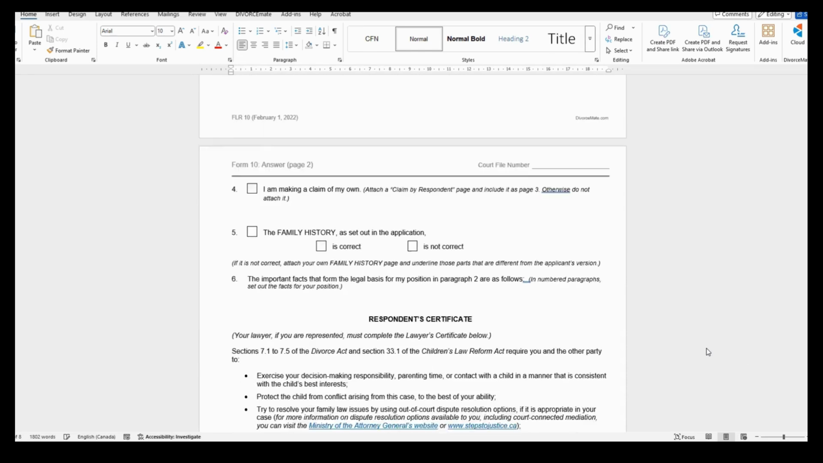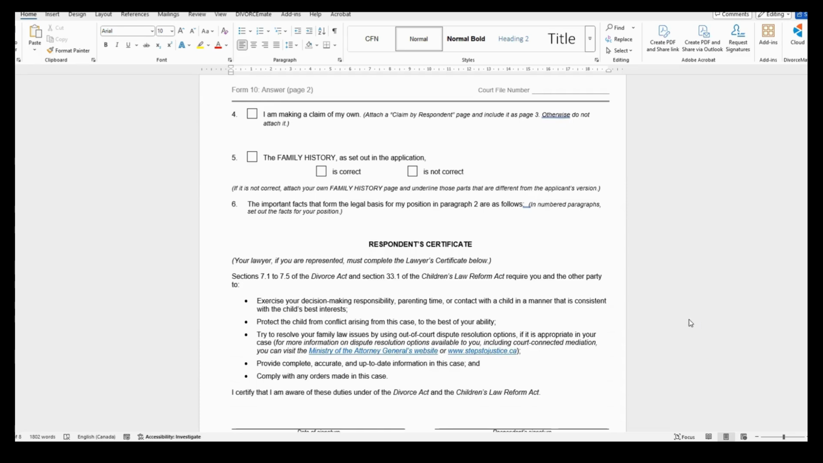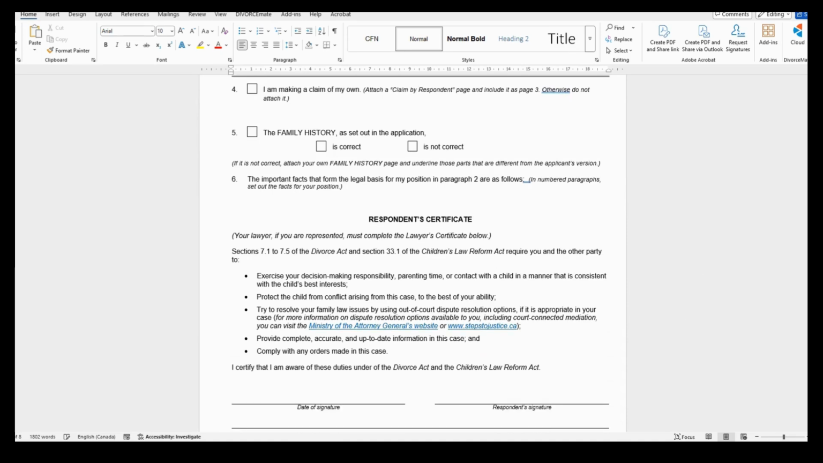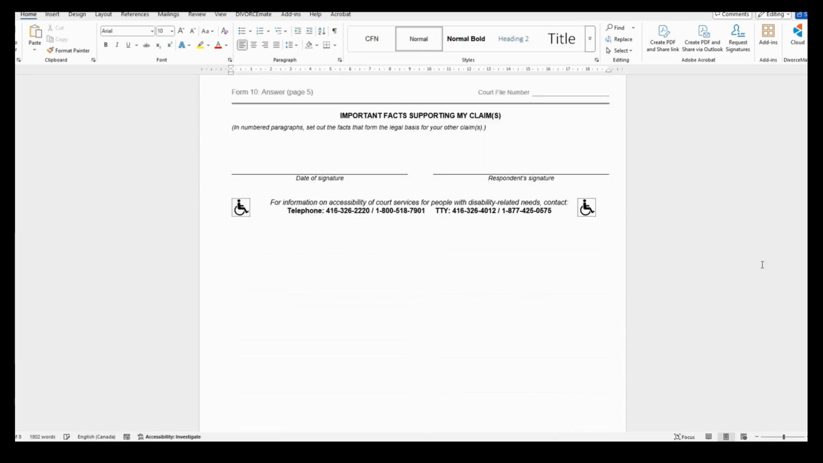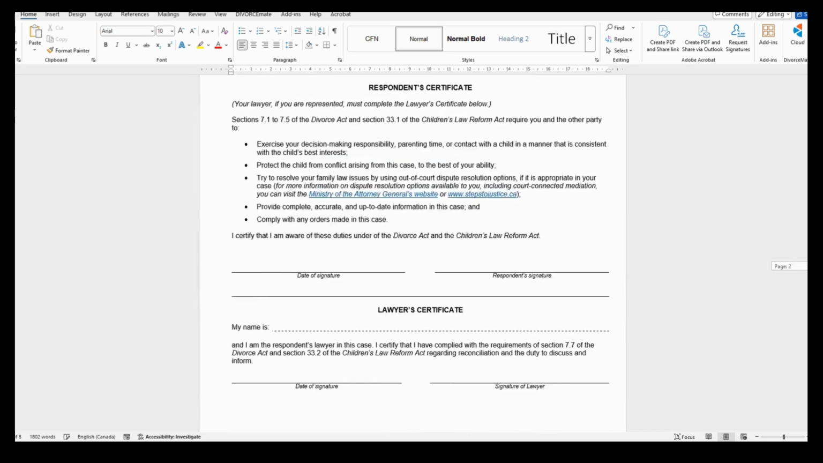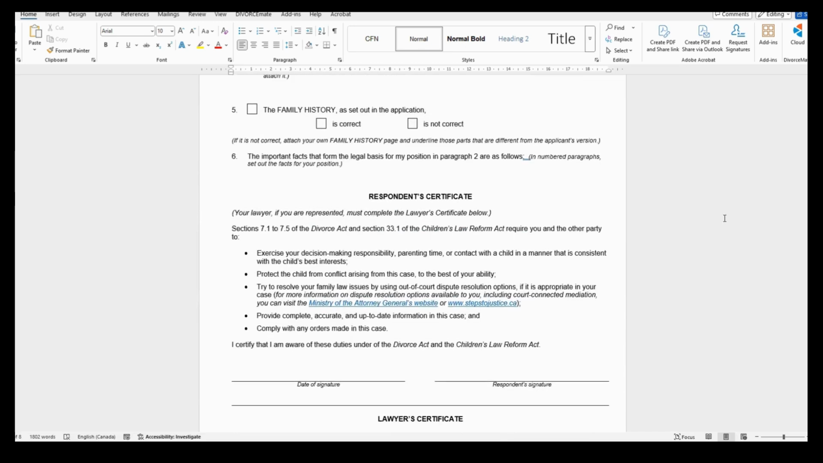Now, I usually like to combine this paragraph 6 with page number 5, where it says important facts supporting my claim. So what I do is I fill out the important facts supporting my claim on page 5, and I just put on paragraph 6, page 2, C, important facts supporting my claims. It's just because what you're explaining could be similar, so it's just easier to have everything in one area.